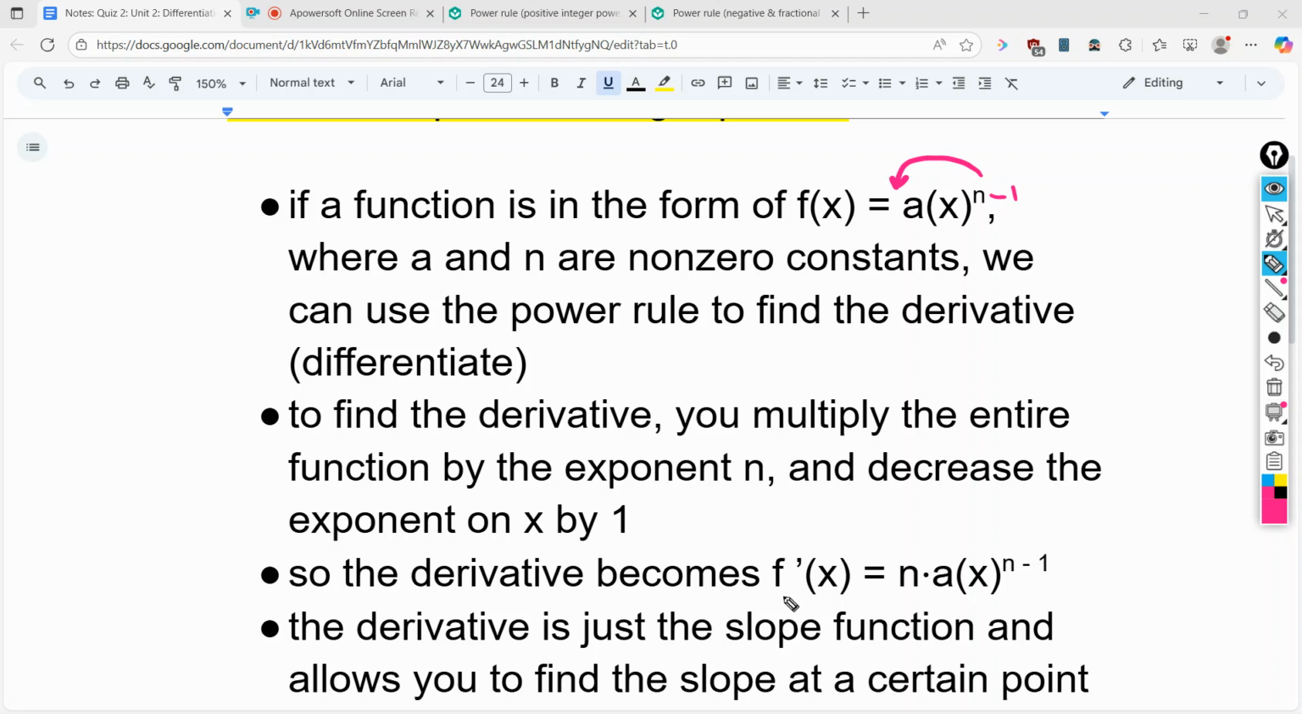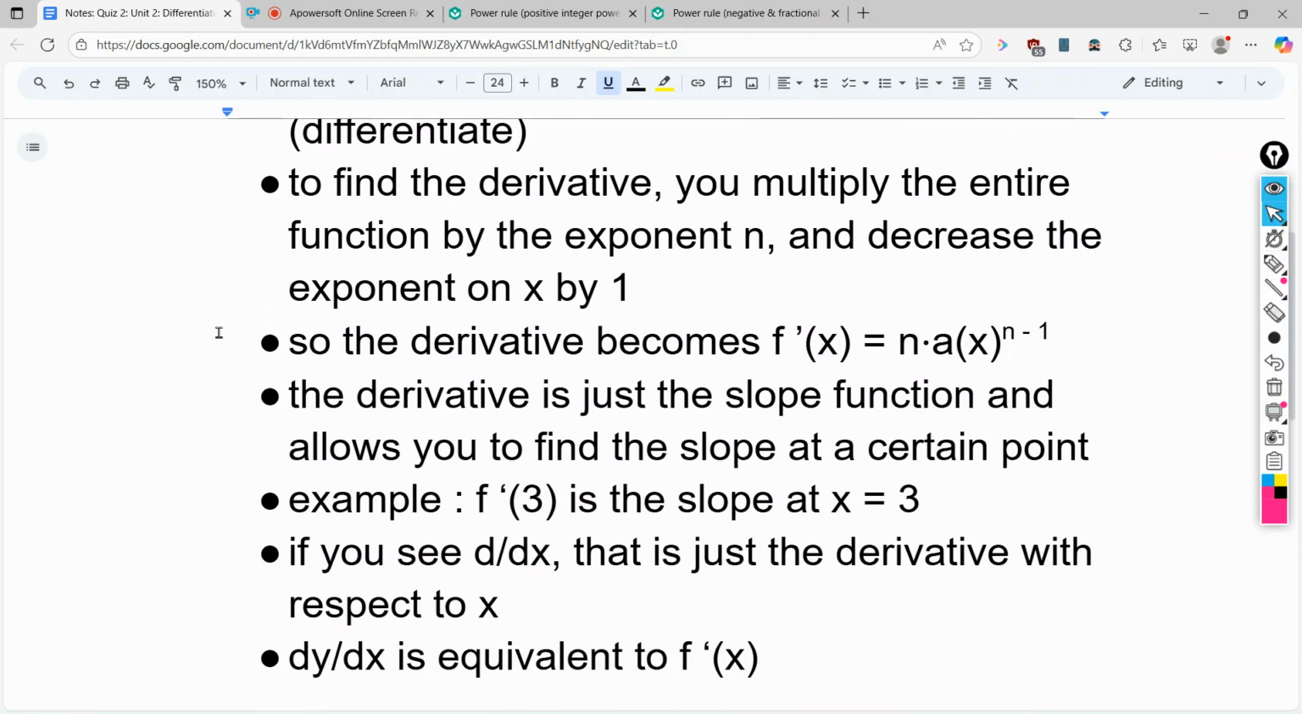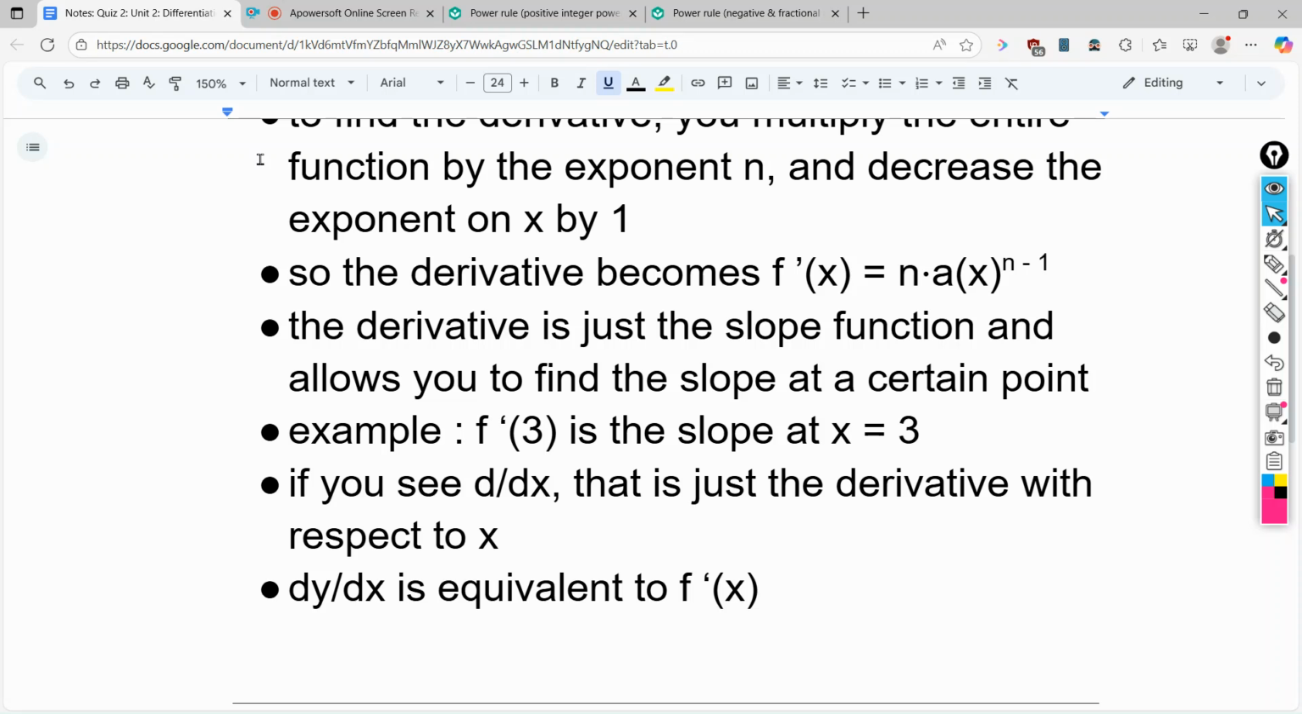All right, so the derivative f prime of x is going to equal n times a times x to the power of n minus 1. It's much simpler than it looks when we get to the problems. The derivative is just a slope function, and it allows you to find the slope at a certain point. In other words, if you write f prime of 3, that's the slope at x equals 3. If you see d over dx, that's just a derivative with respect to x. And if you see dy dx, that's equivalent to f prime of x. All right, so let's get to the problems.